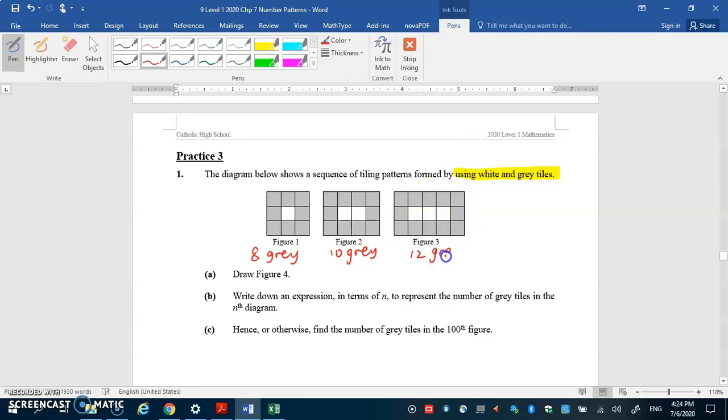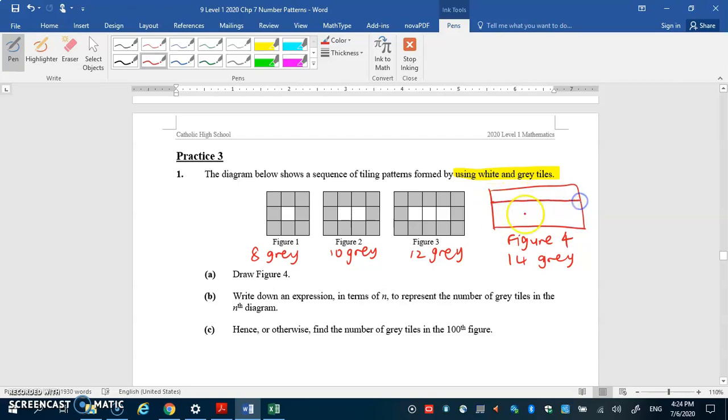Okay. So figure 4, of course, should have 4 white tiles, right? And how many grey tiles? Yeah, it's 14 grey tiles. Okay, because it's just a plus 2, plus 2, plus 2, right? Okay, so let's just draw. You can use a ruler to draw. I'm using my stylus, so it's not going to be so nice.